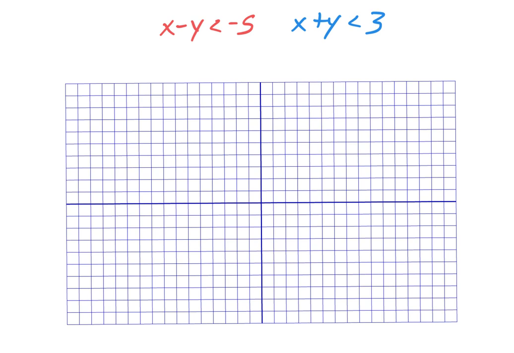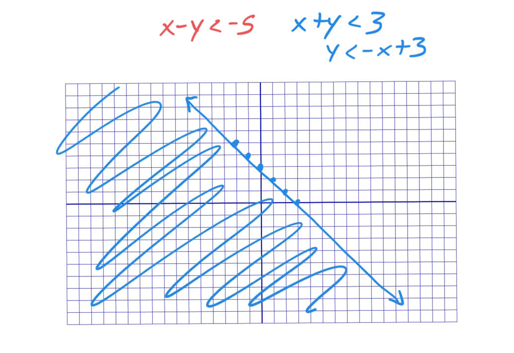All right, so let's do the blue one first because all I got to do is subtract x. Y is less than negative x plus 3. So I'm going to go up 3, down 1, right 1. We could also go up 1, left 1. Got a bunch of points here. And it is less than, so less than would be everything below that line.